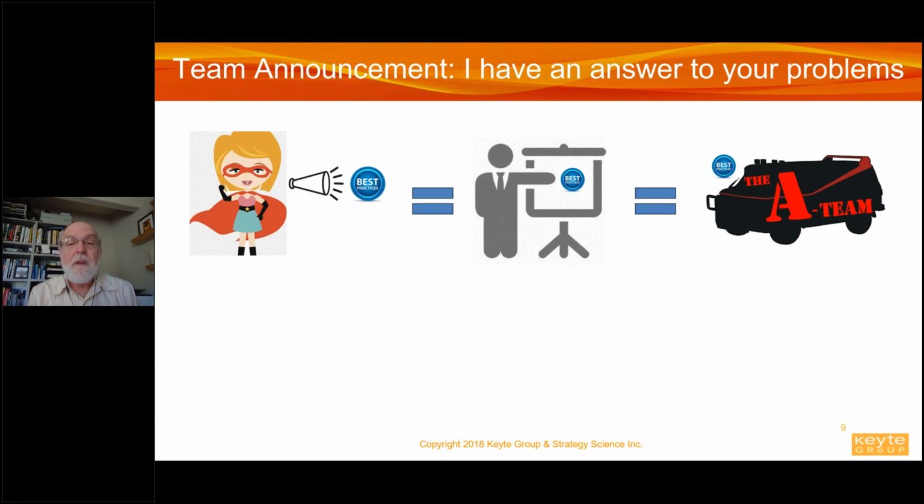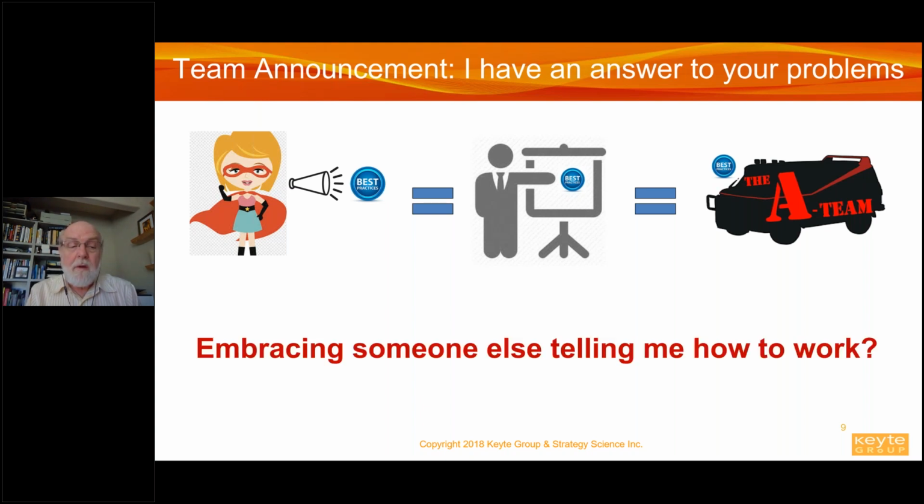The reason is you really don't know what their problems are. All you know is what the A team came up with. And they have to embrace someone else telling me how to work. And I would actually go back to you and say, when's the last time you had an organizational change and you were doing great work?